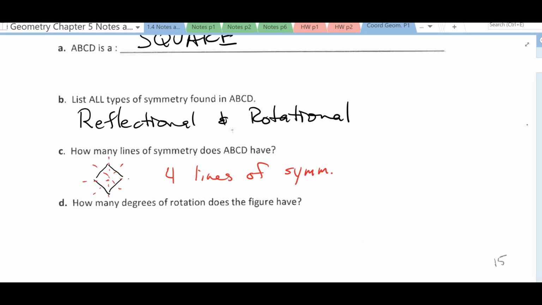All right, degrees of rotation. Again, we'll draw a little square here. If I put a point in the middle, I can rotate this point over to there, and the figure will look exactly like it does now. Or I could rotate it over to there, or over to there, or back to the beginning. So there are 4 times that I could rotate it and have it look exactly like it did at the beginning. So 360 divided by 4, it has 90 degrees of rotational symmetry.